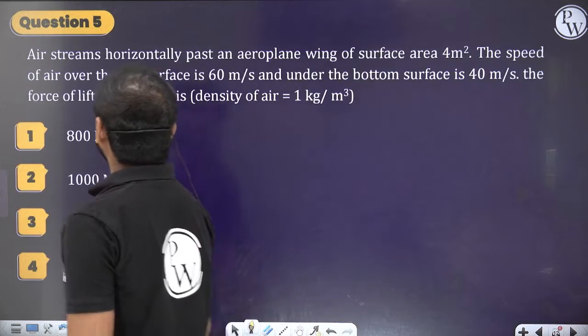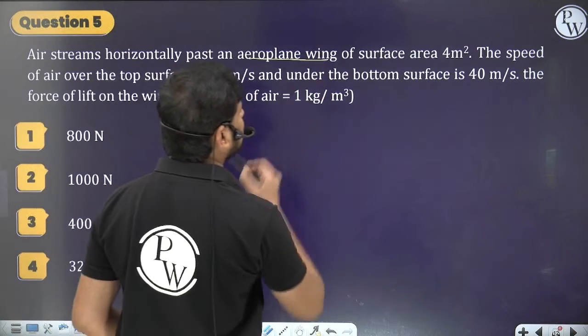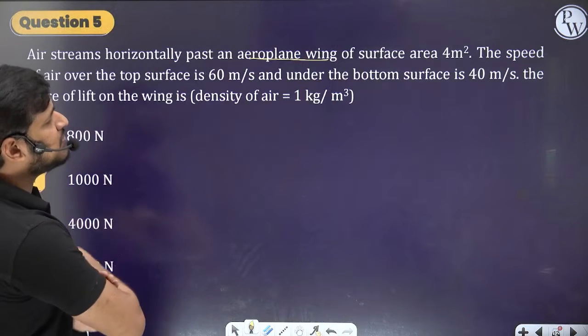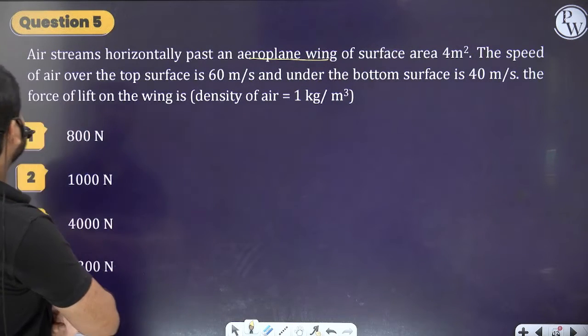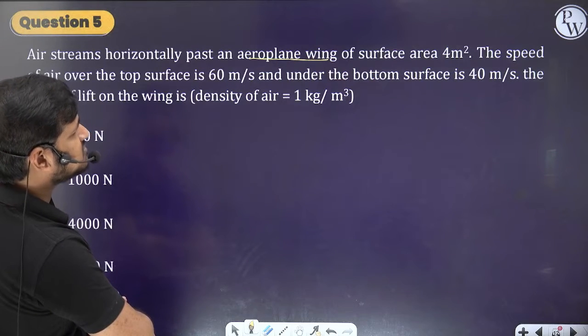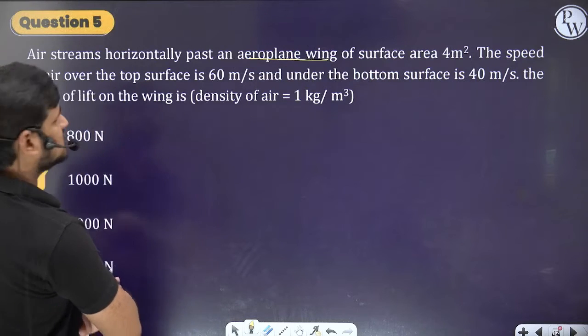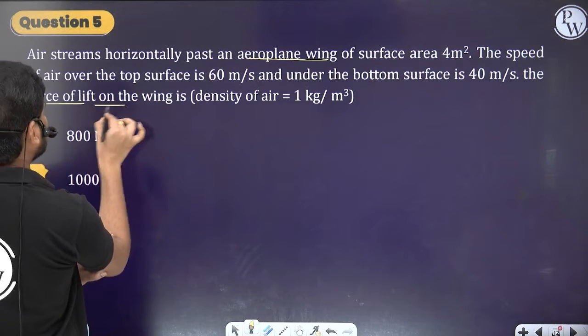So let's go for the next question. Air streams horizontally past an aeroplane wing of surface area 4 meter square. The speed of air over the top surface is 60 meter per second. Under the bottom surface it is 40 meter per second. See here what they are asking, the force of lift on the wing.